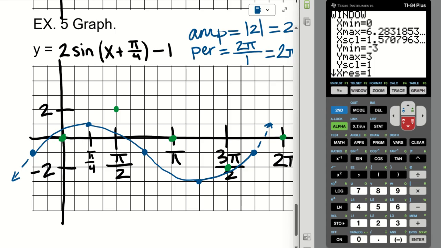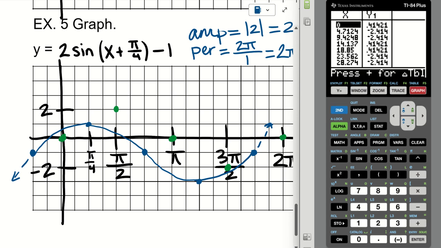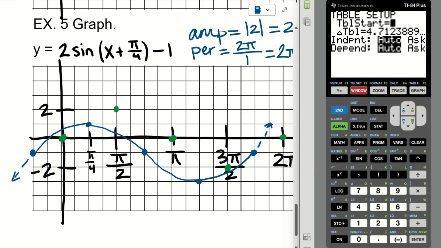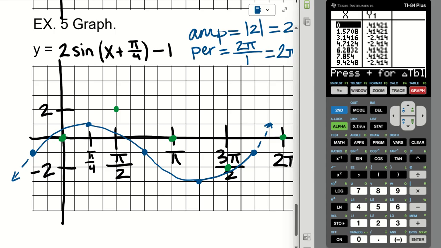Okay, I want to change my table settings. So, whoops, forgot. Second window, we always want to start at 0, and we want our change in table to be the same as what I made my x scale. So in this case, that was pi over 2. I'm going to go to my table, second graph, and we're going to look at some numbers on here and see how they would make sense on our graph. I'm going to highlight them as we go.